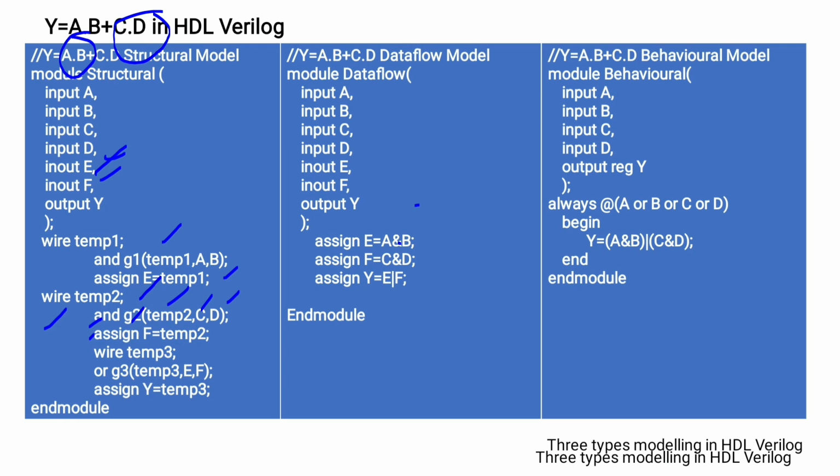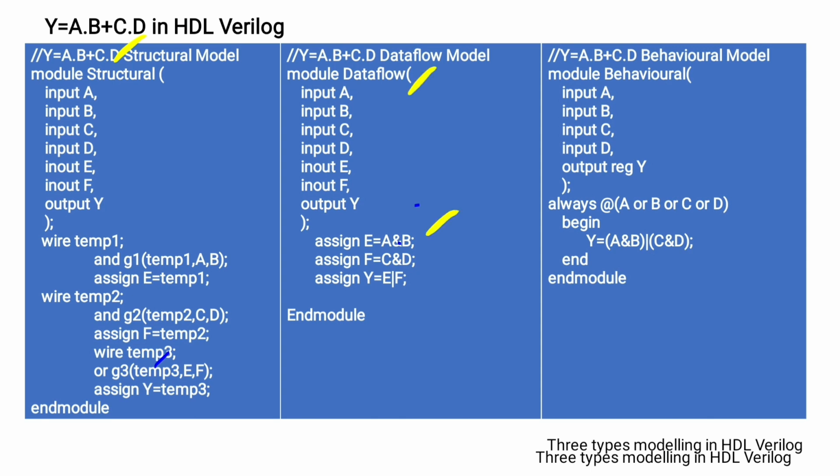Next one more wire is taken, temp3. An OR gate is created, that is G3. For that, E and F. So the AB output was available on E, the CD output was available on F. They were output wires. Now here they are forming inputs to the OR gate G3. So the OR gate output is available on wire temp3, which is assigned to the Y output because we want the output on Y. This is how Y equal to A ANDed with B logically ORed with C ANDed with D is implemented in the structural model.